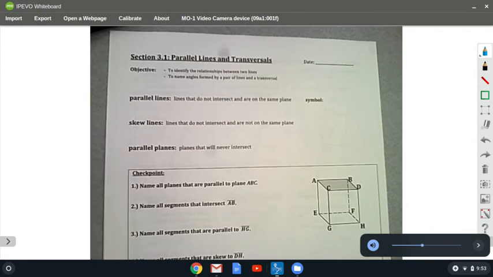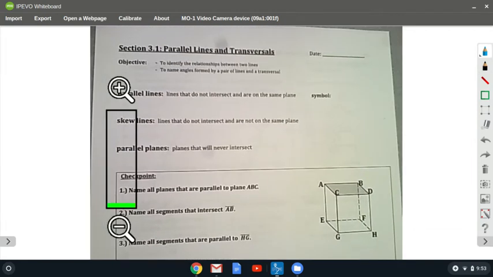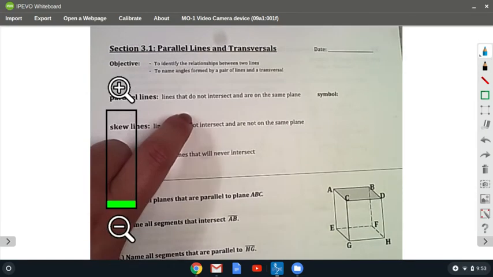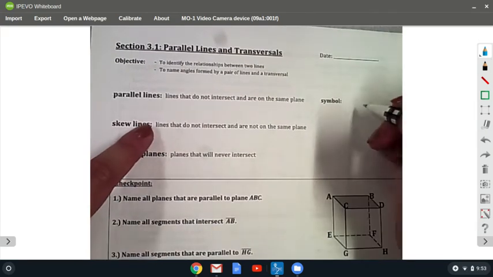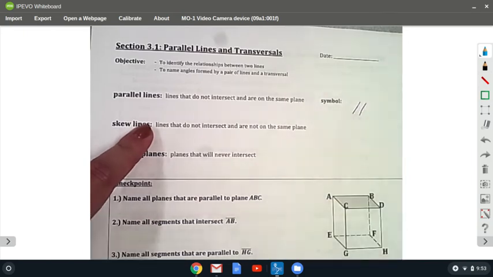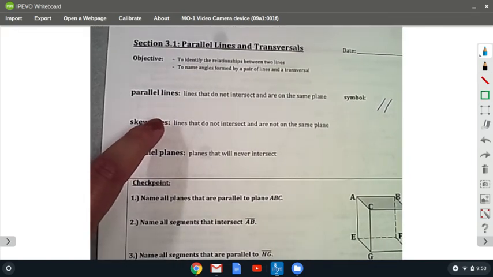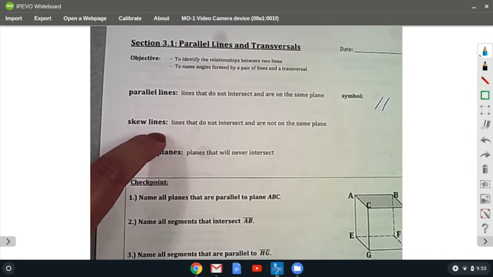Good morning, everyone. Today we're going to talk about parallel lines and transversals while the rest of the class takes their test at school. So parallel lines, we have a symbol for those. It looks like this. Parallel lines never intersect and they are on the same plane.